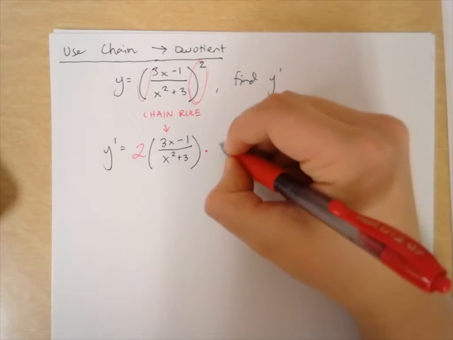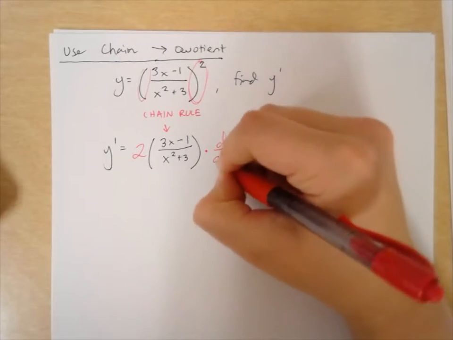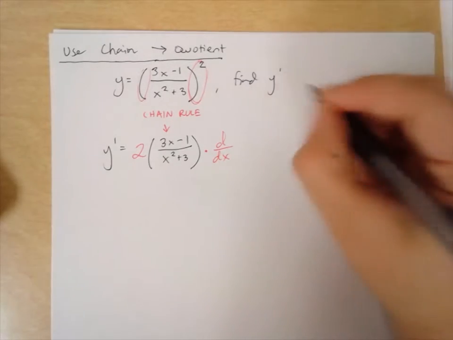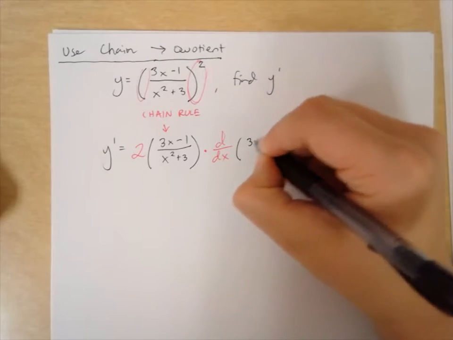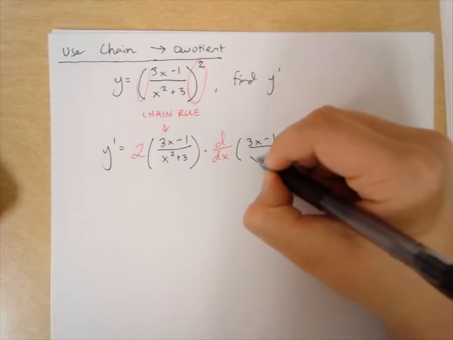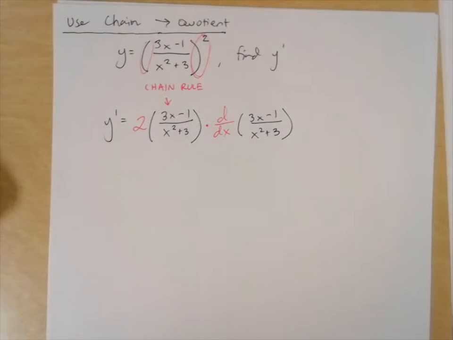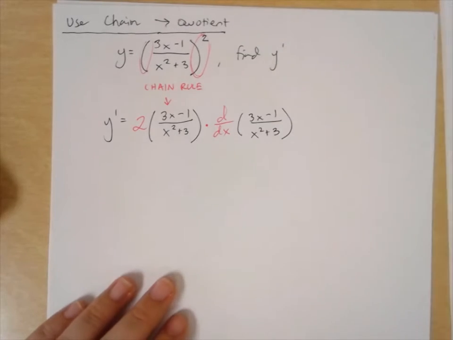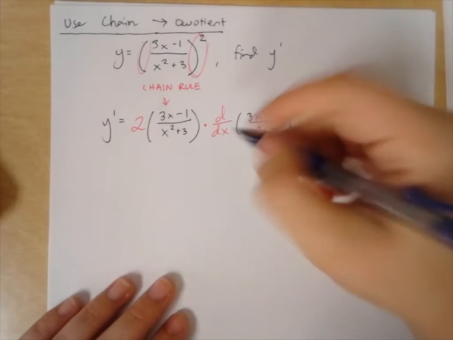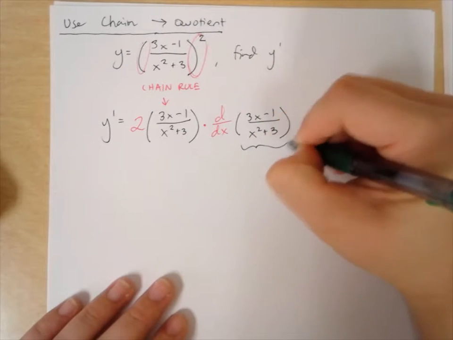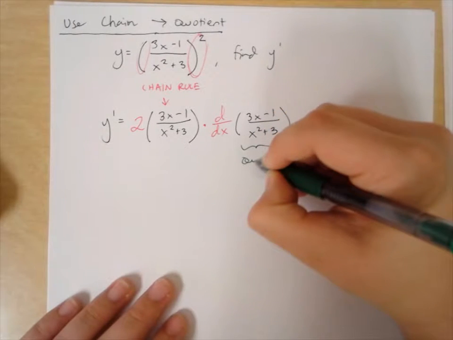And now I need to take the derivative of what's inside. I need to take the derivative of 3x minus 1 over x squared plus 3. Well, this one's not so bad now. What I need to do from this point onward is the quotient rule.